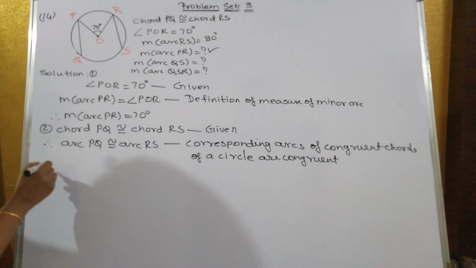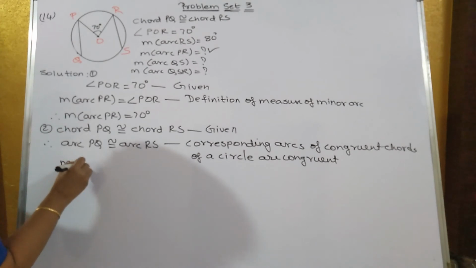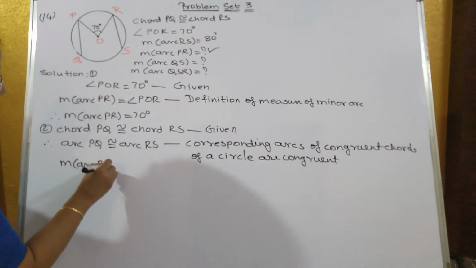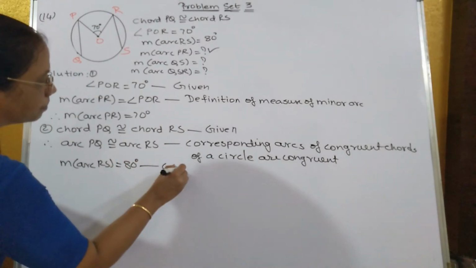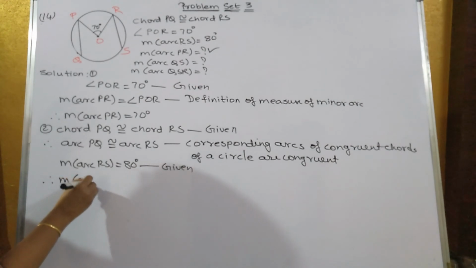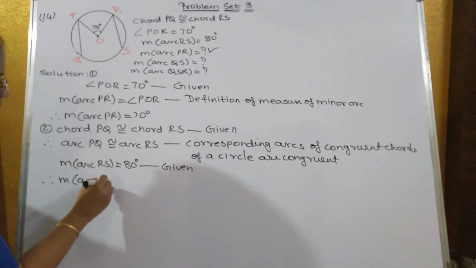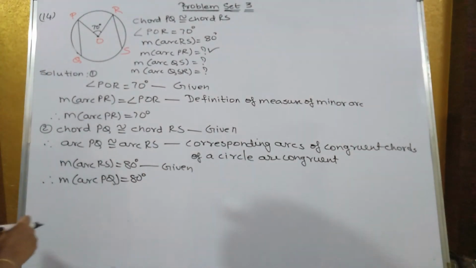Now they have already given measure of arc RS. Measure arc RS is equal to 80 degree, given. Therefore, measure arc PQ will be equal to 80 degree. Why? Because both are congruent.